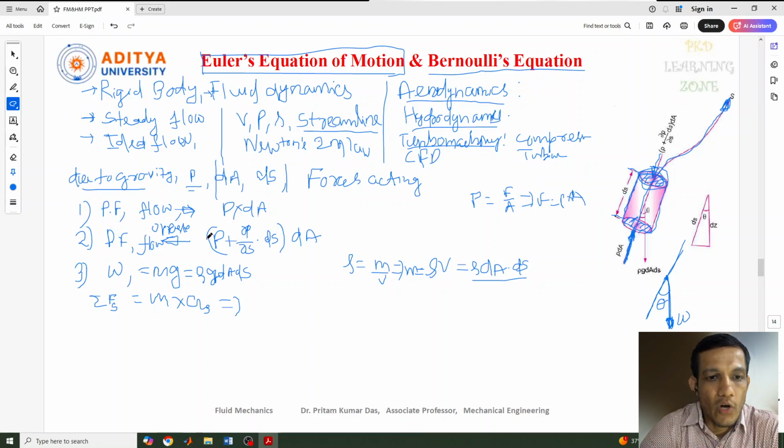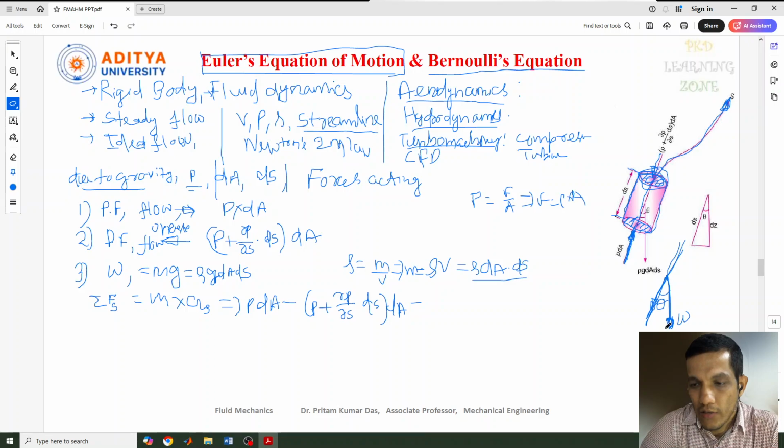Now I'll put all these values in the summation of Fs. This is one pressure force, this is another pressure force, and this is the weight. So P dA, and you can see this is in the moving direction and this is in the opposite direction. So I can write minus of P plus del P by del S into ds, whole bracket, dA. Another one is W. W is vertically downward. If I consider the direction of the fluid, it is opposing this one, so that will also come in the opposite direction.